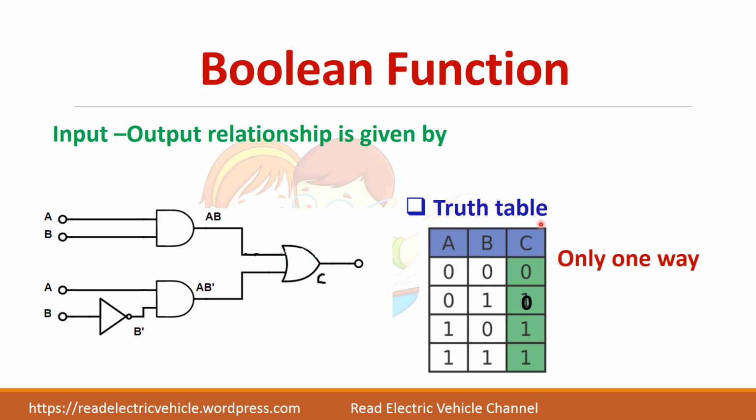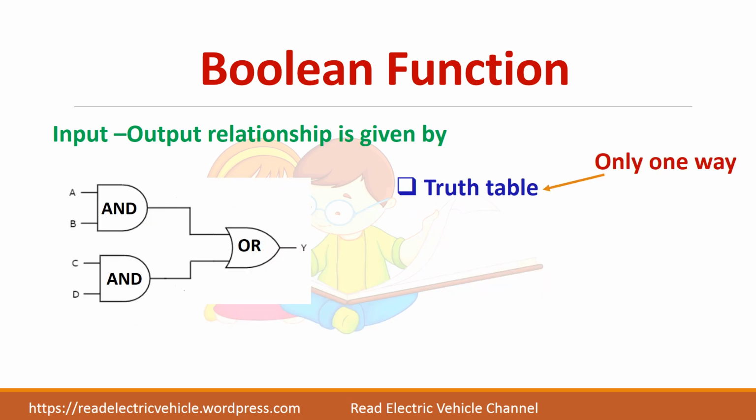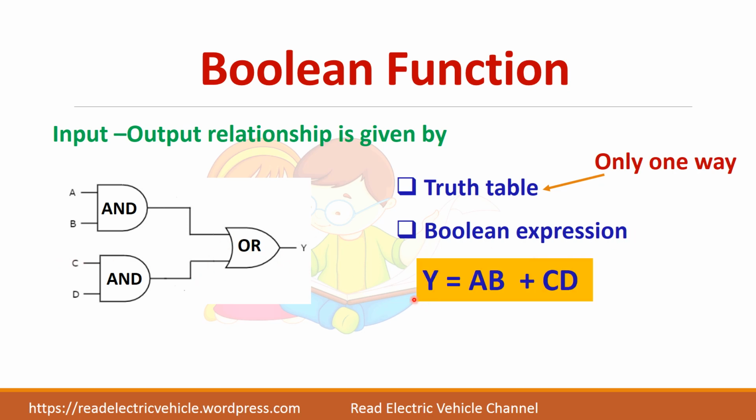So the truth table is a unique method. That is, there is only one way to represent the variables in a truth table. For each combination of input, we will check what will be the output variable. In addition to the truth table, we can also represent the input-output relationship using a Boolean expression. For example, for this circuit, we can write y is equal to AB plus CD.